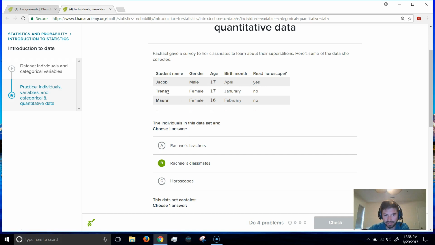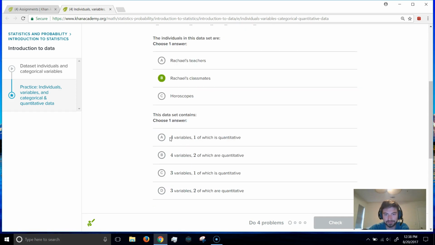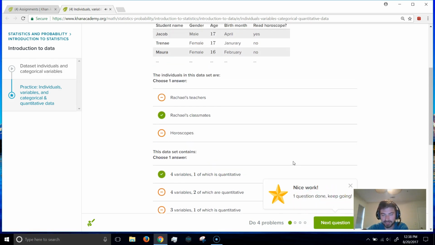These are the things that kind of change, and the names are kind of fixed, I guess. It's one way to think of it. So there's going to be 1, 2, 3, 4 variables, one of which is quantitative. So that's going to be A. So let's see if I'm right. Say, I like that. I liked my analysis.